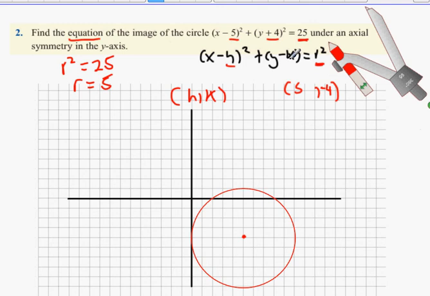Now, what they want is the equation of a new circle which also has a radius of 5 but has a different position. The new position is under axial symmetry in the y-axis. What does axial symmetry mean? It means a reflection in the y-axis. If you imagine that this y-axis is a mirror, what would happen out the other side?